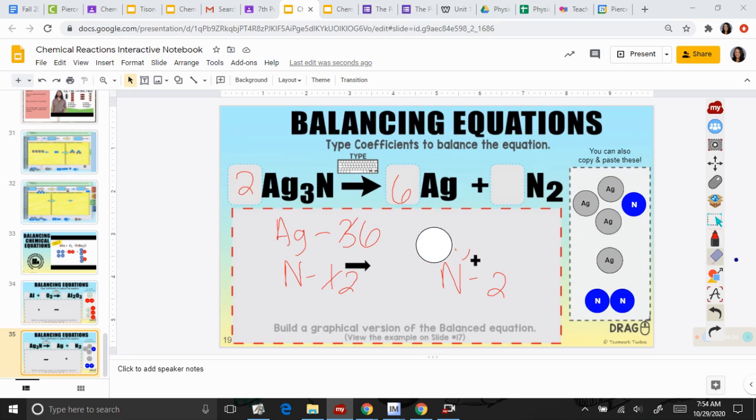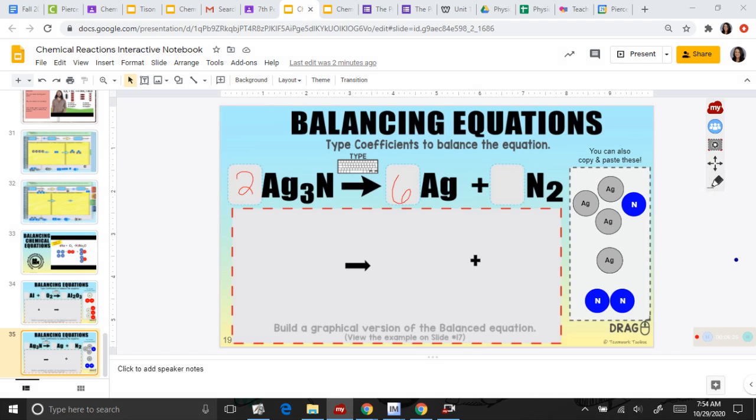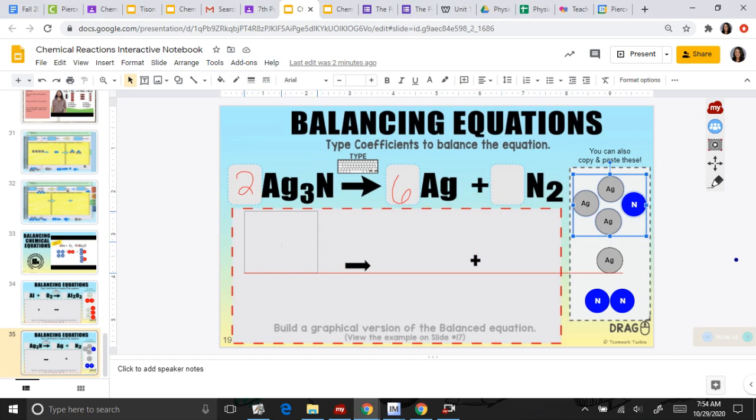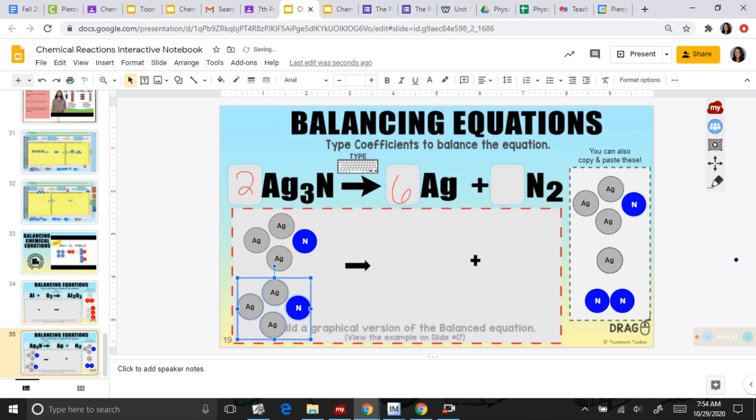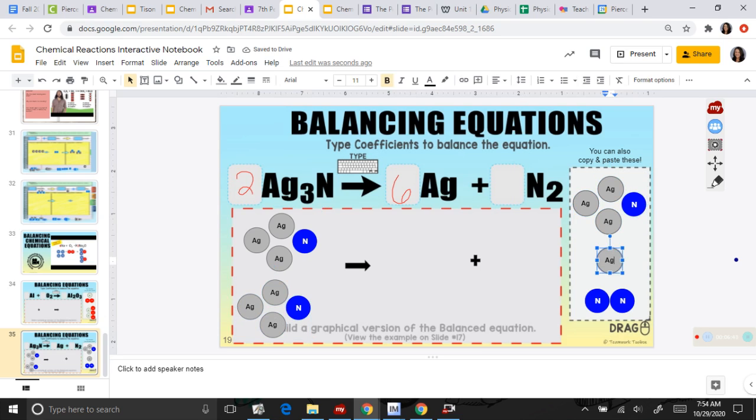But what you can do now, and you need to do in order to get full credit, is drag your pieces. So I have two AgN, three in. So I'm going to drag AgN3 in. There's one of them. My coefficient says I need two. Okay. And then I have six Ags by themselves. So I have one.